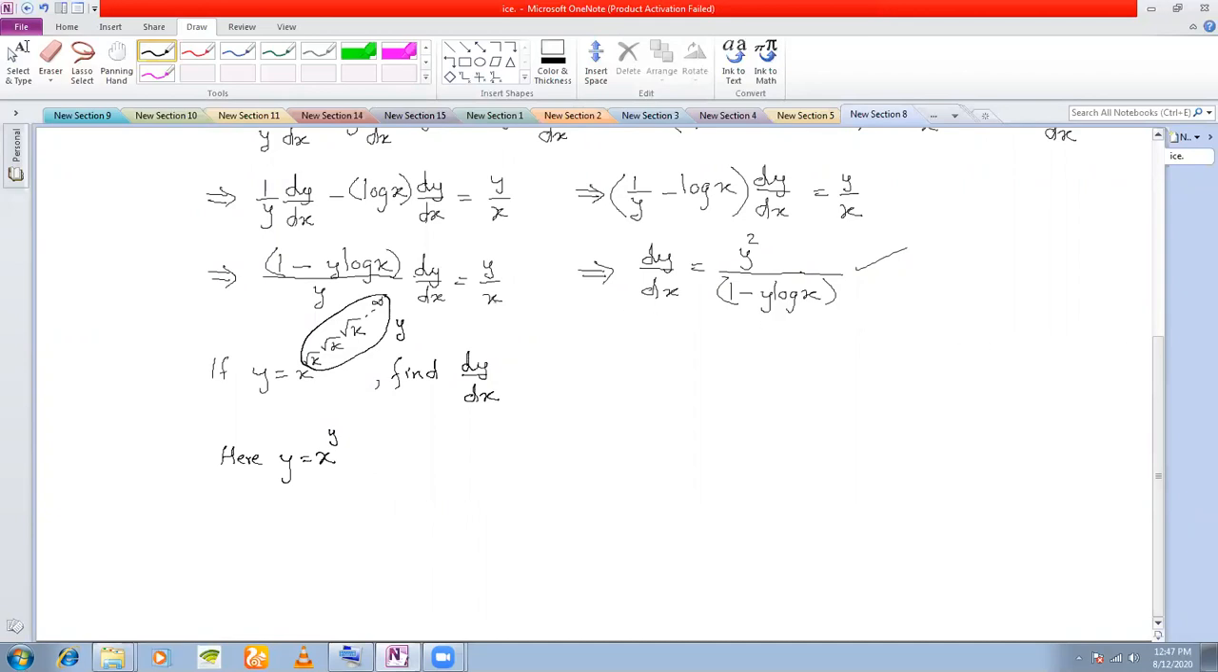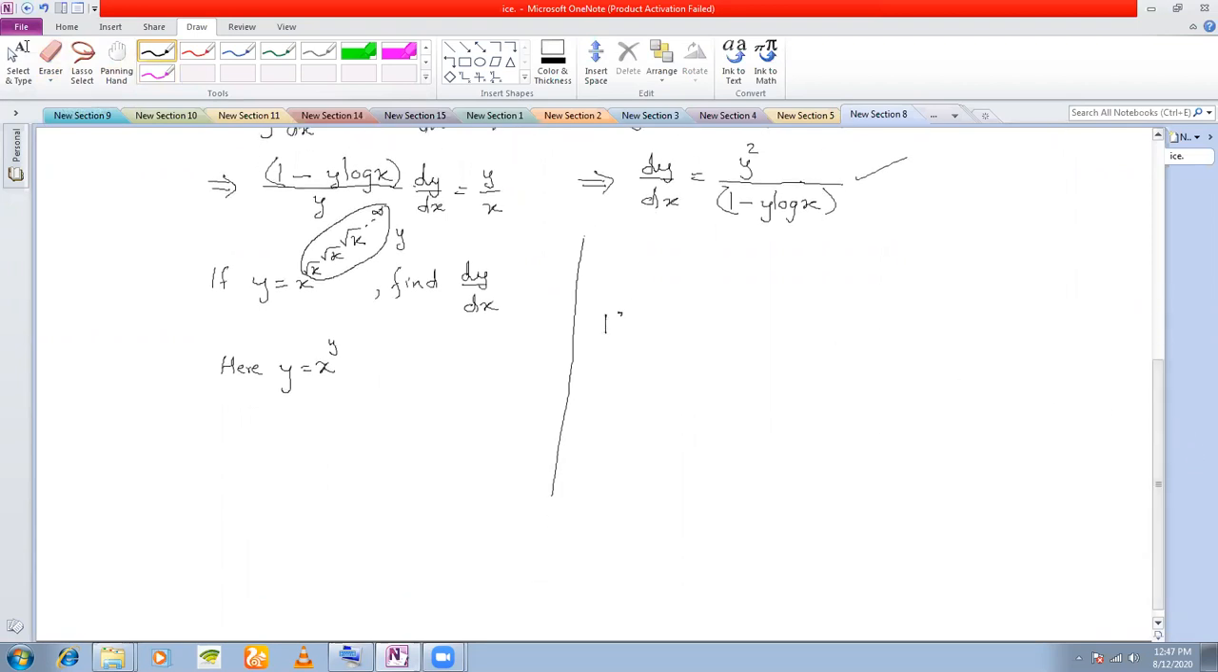If y is equal to, this is also the same kind of problem. If y is equal to e to the power of x, and then again e to the power of x, and then again e to the power of x, and this continues till infinity. The question is: find dy/dx.